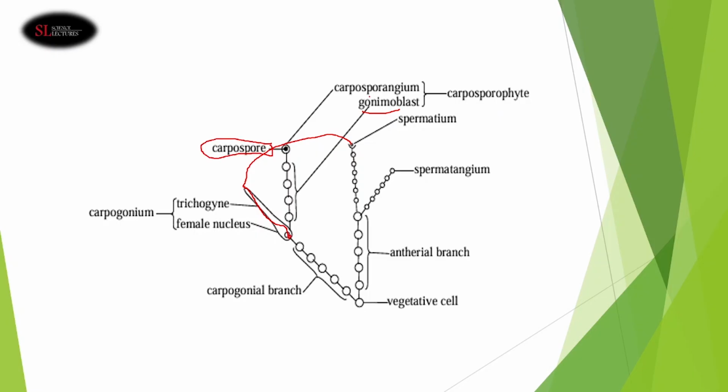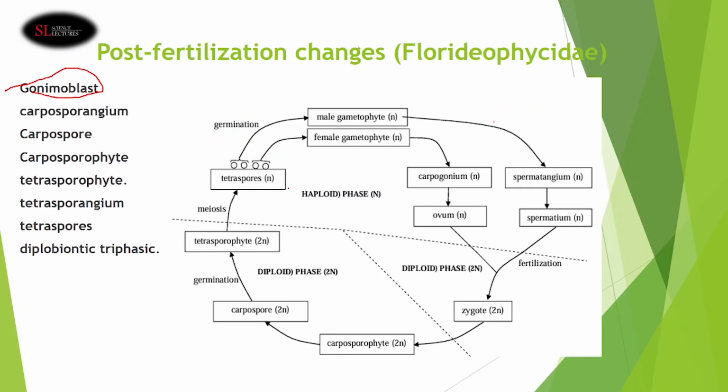So the carposporangium along with the gonymoblast form the carposporophyte, and the carposporangium contains diploid spores called carpospores. Go back here. Yes, carpospores. The gonymoblast and the carposporangium form the carposporophyte. We say the carposporophyte contains the carposporangium that forms the carpospores.